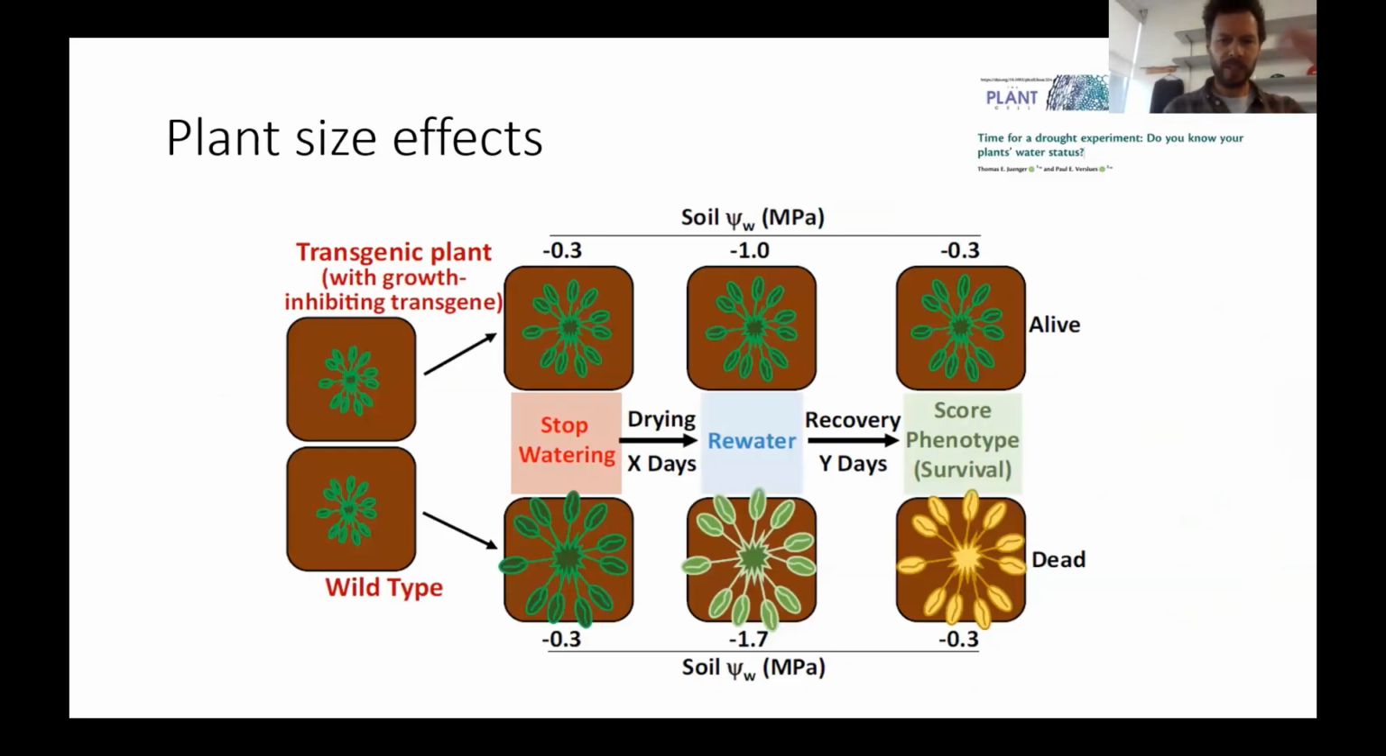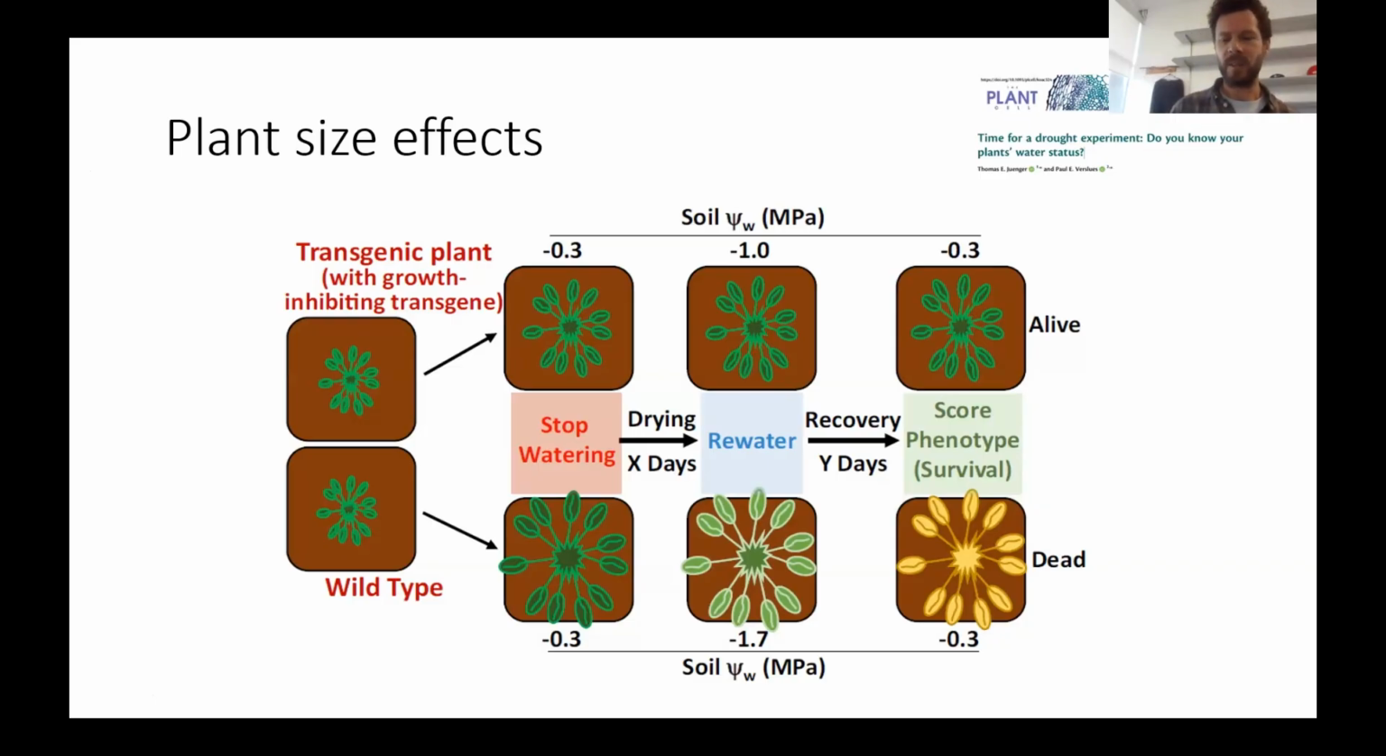And so just to talk about plant size quickly before I finish, we have this diagram from a paper by two authors who emphasize the need for measuring plant water status. They talk about different accessions of Arabidopsis, or whatever plant you're interested in, where one is smaller and one is larger, and then you apply the same drought treatment to each.